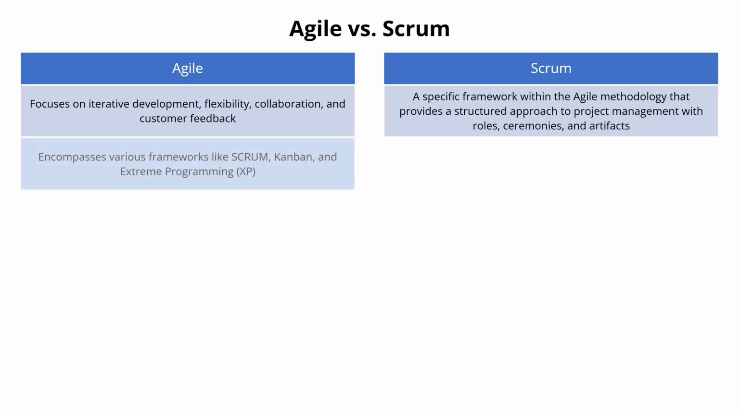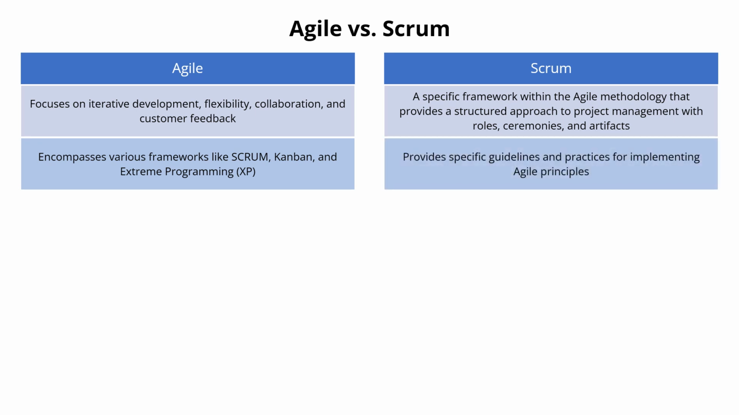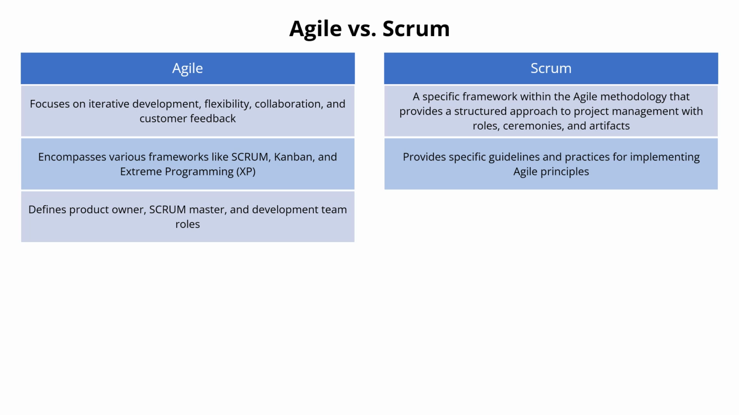Agile is a methodology or mindset that encompasses various frameworks like Scrum, Kanban, and extreme programming. Scrum provides specific guidelines and practices for implementing Agile principles. Agile typically defines roles such as product owner, Scrum Master, and development team, but the specifics can vary depending on the chosen framework.